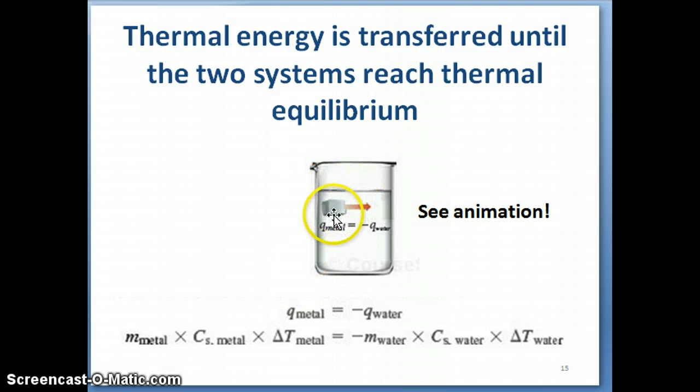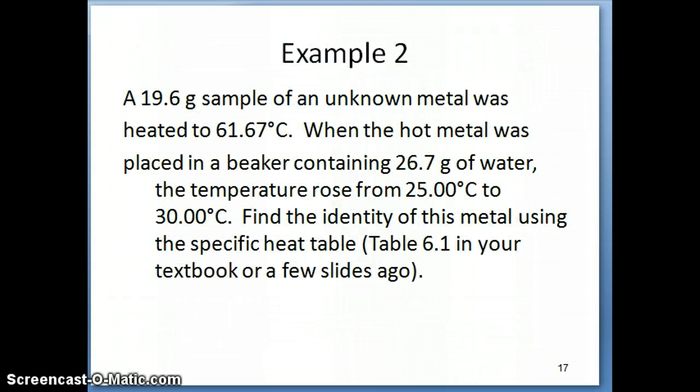So the way you think about it is that if it's releasing, you can say it's negative Q, and if it's absorbing, it's just positive Q. Okay, so really this equation should be negative Q metal equals Q of water. And then of course Q itself is expressed as this equation, mc delta T if you have specific heat, and this of course is mc delta T as well, but for water. Okay, so let's look at this example real quick to illustrate this concept.